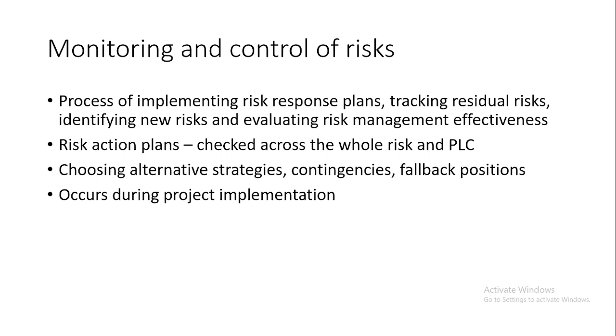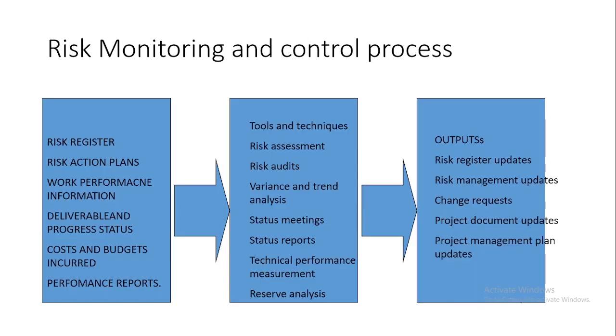Then the risk action plans are checked across the whole risk and the PLC. Normally, in monitoring and control of risks, we choose alternative strategies, contingency, fallback positions to actually manage these risks. You can use any alternative strategies or any contingency to manage any risk that may potentially affect your project implementation or project objectives. And these normally occur during the project implementation. So they keep occurring and you keep updating your risk response plans or risk registers.